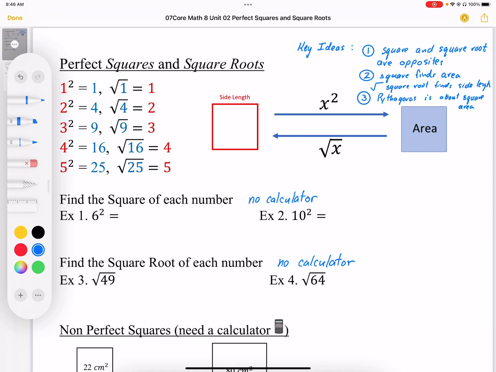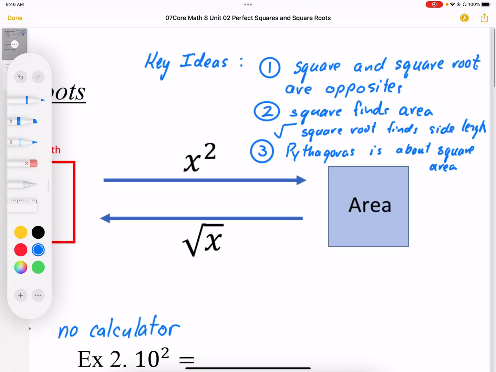The three key ideas in this unit are that squares and square roots are opposites. The square finds area, the square root finds side length, and thirdly, Pythagoras' theorem relates square areas. The three squares are connected to each other. They're related by a squared plus b squared adds up to c squared.